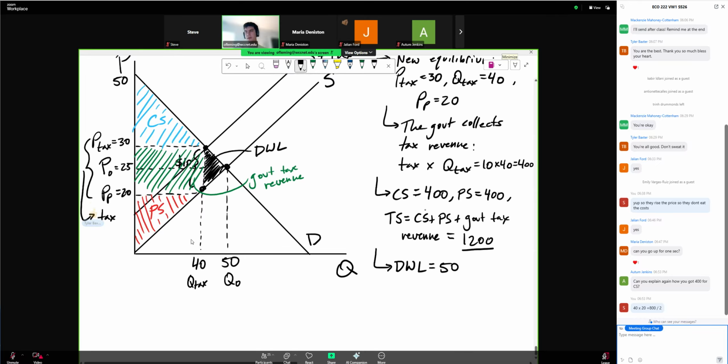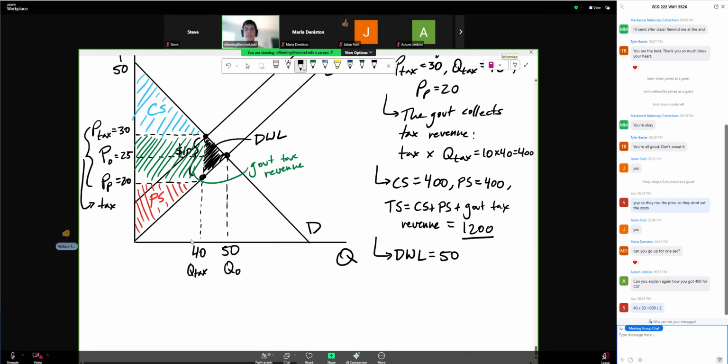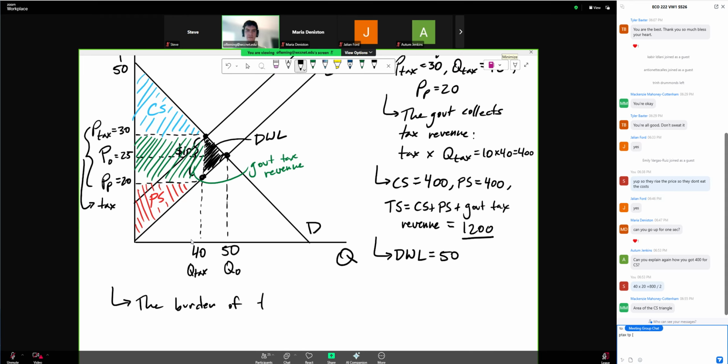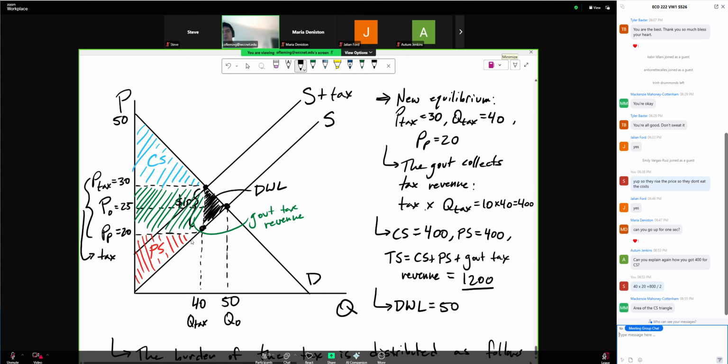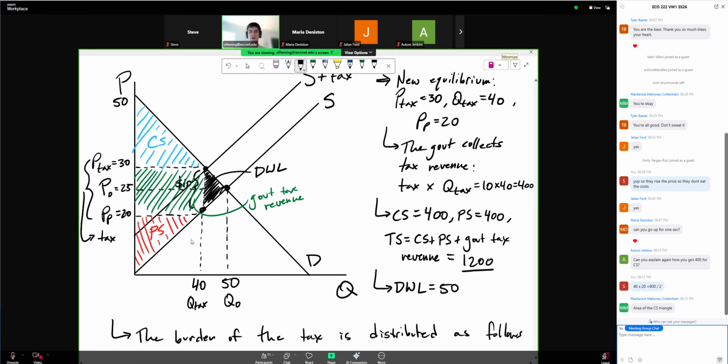So I'll do one more thing, then we'll take a break, okay, which is talk about how we calculate the burden of the tax. The burden of the tax is distributed as follows. Okay, here you can see that the original price was 25. The government puts a tax of $10 on this unit, and as a result, the price consumers pay rises to 30, which means that consumers are now effectively paying $5 of this $10 tax. You see, the consumer price has gone up by $5, which is half of the amount of the tax.